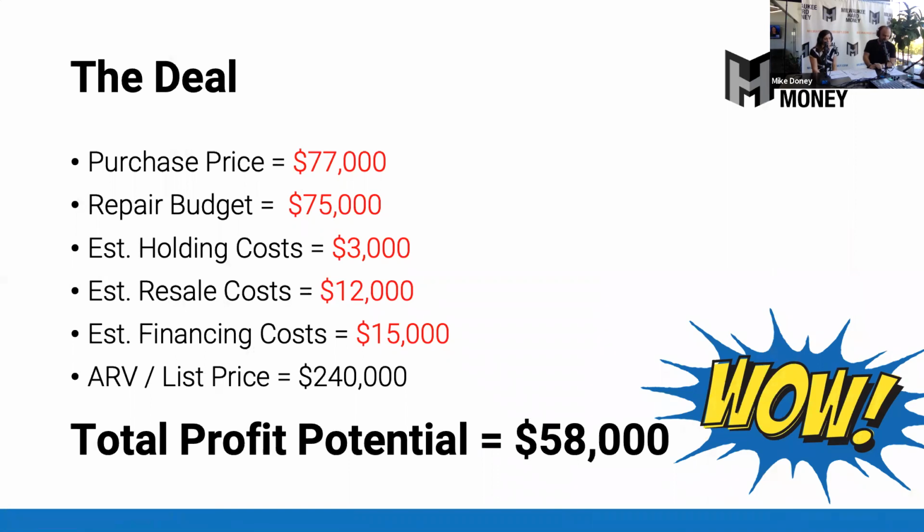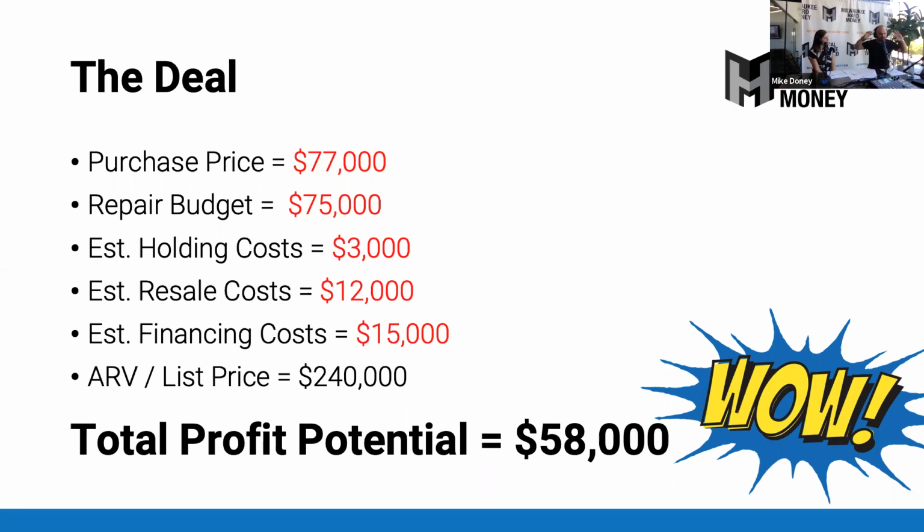We've got holding costs. We've got resale costs. Those are commissions on the way out. We've got financing costs, fees, interest, etc. We're going to list it for $240,000. We're pretty confident about that number, right? I feel like we could even get more. Yeah, we could push. And the market's so hot that if I had to wait 4 or 5 days on the market to get my $240,000, I would do that.